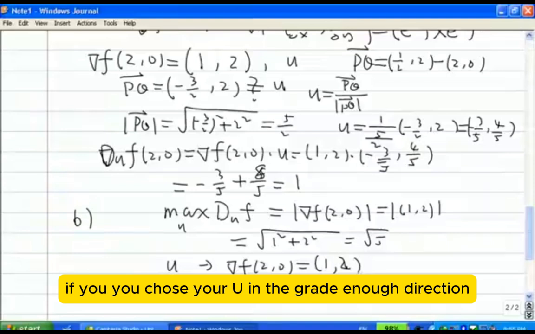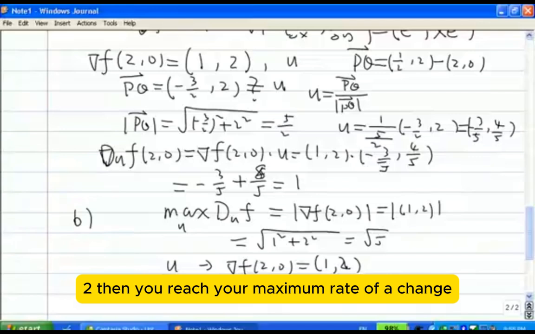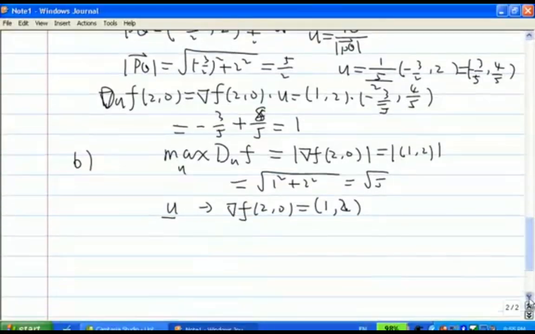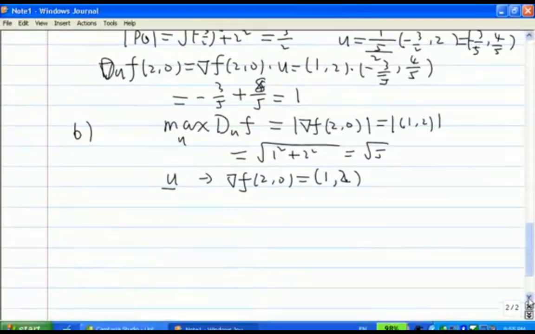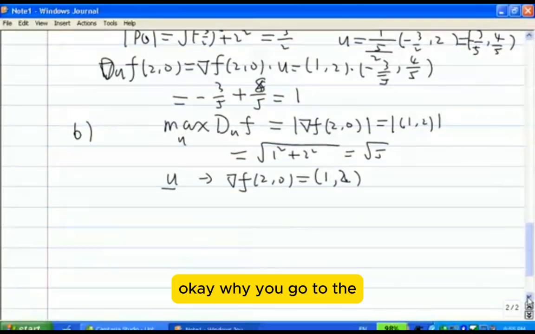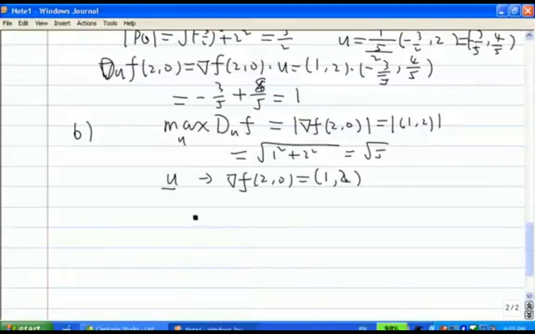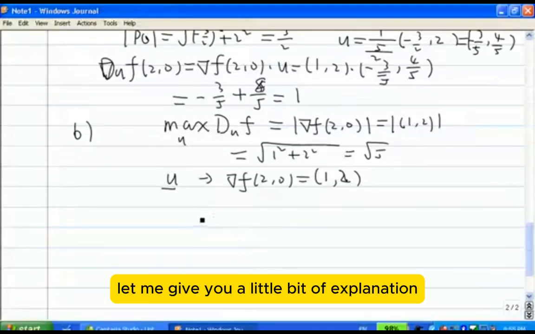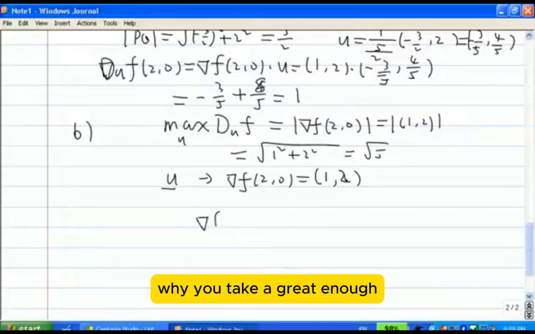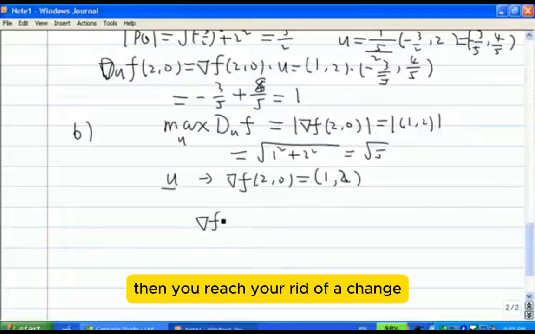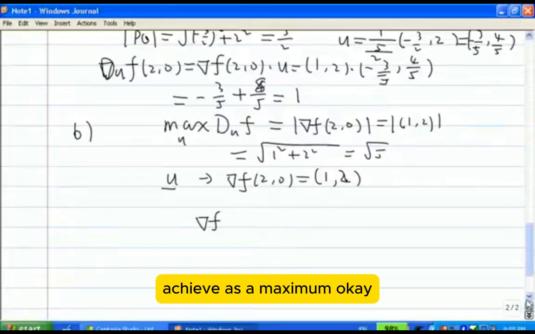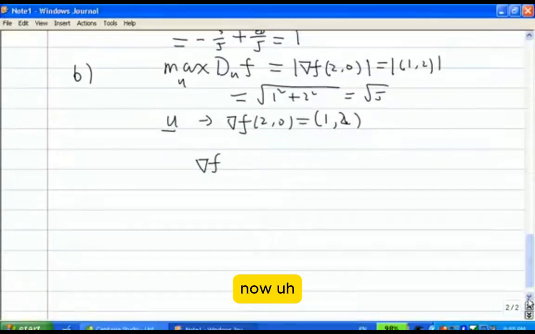If you choose your u in the gradient f direction, which is (1, 2), then you reach your maximum rate of change. Okay, let me give you a little bit of explanation why, if you take the gradient f, your rate of change achieves its maximum.